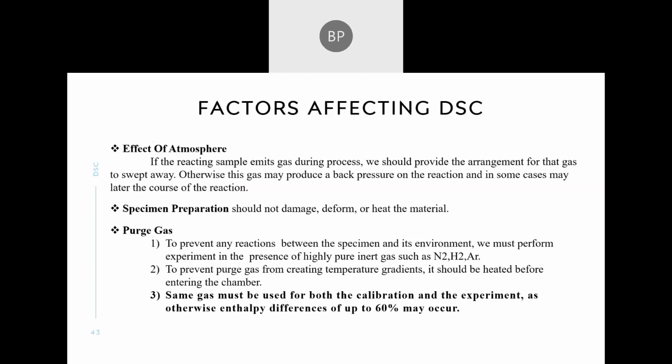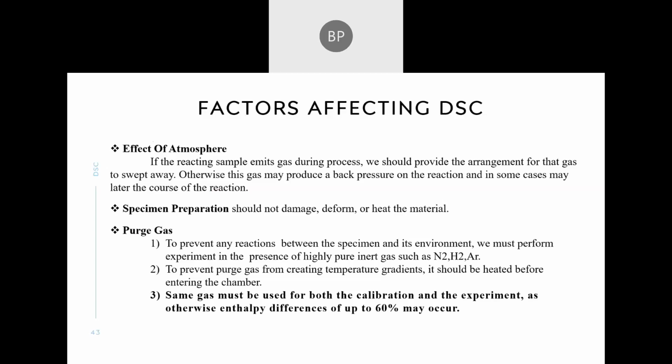And as said earlier, during specimen preparation we need to be very careful while making the sample. We should not damage, deform, or heat the material. If something goes wrong with the specimen properties, then the values that we get from the curve are not the values of the sample, but of the deformed sample. And also purge gas. As we have an idea, in the crucible we are taking a sample of 10 mg or less than that.